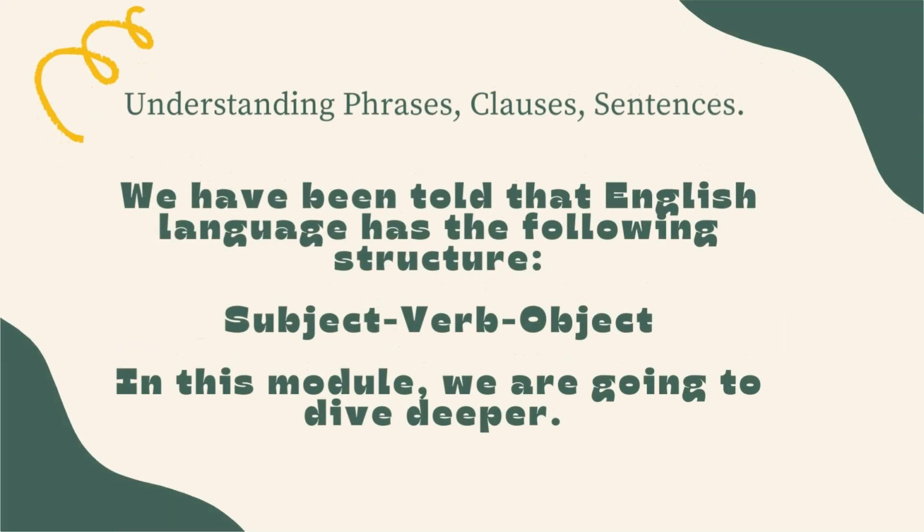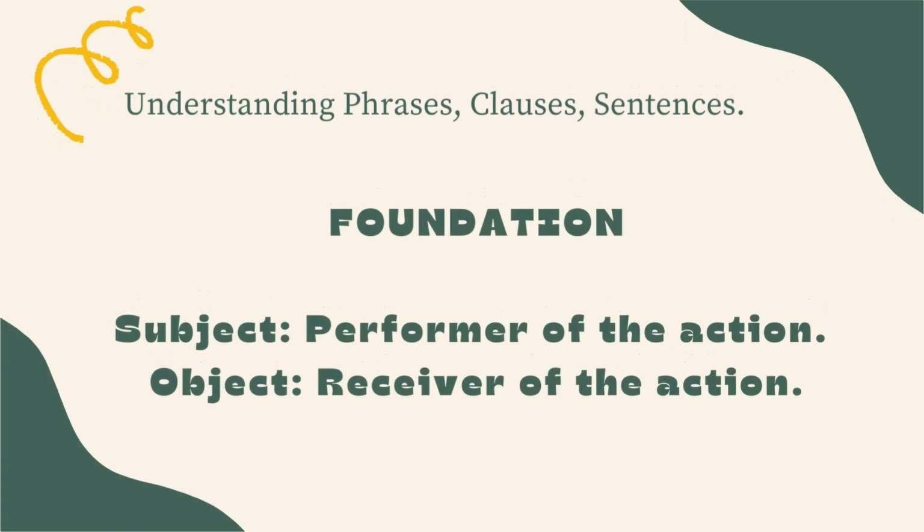So we have all been told that the English language has a particular structure, that is subject, verb, object. Let us understand in detail what these are, and in this module we are going to dive much deeper. So the foundation is: subject is the performer of the action and object is the receiver of the action. Subject is an entity in the sentence that performs the action. In short, subject is the agent and object is the thing or the person that is being acted upon.